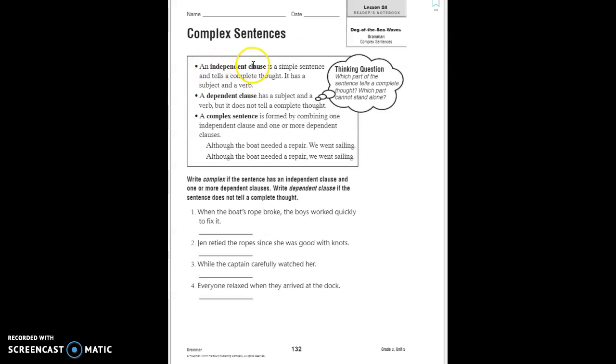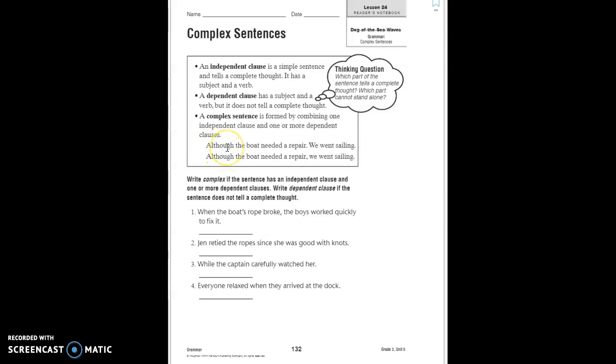All right, so an independent clause is a simple sentence and tells a complete thought. So, I like to ride my bike. It's a complete thought. It has a subject and a verb. A dependent clause is like we work on with Wilson. It has a subject and a verb, but it doesn't tell a complete thought. So if I say, my blue bike, you're going to say, Mrs. Stroud, what about your blue bike, right? So a complex sentence is formed by combining one independent clause and one or more dependent clauses.